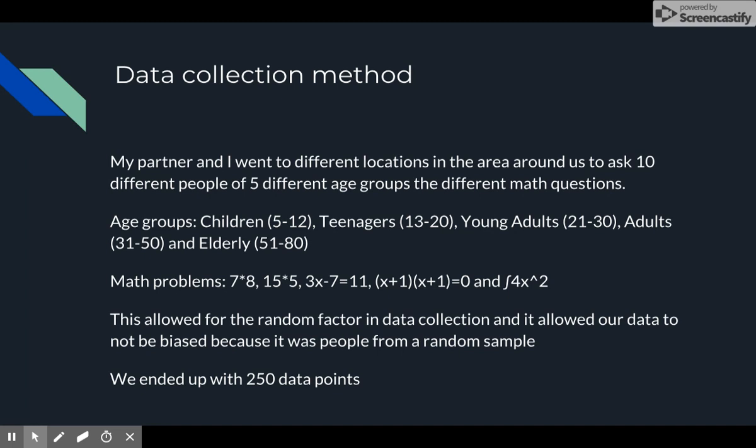Our math problems were 7 times 8, 15 times 5, 3x minus 7 equals 11, (x plus 1) times (x plus 1) equals 0, and the integral of 4x squared. This allowed for the random factor in data collection, and it allowed our data to be not biased because it was people from a random sample. And overall, we ended up with 250 data points.